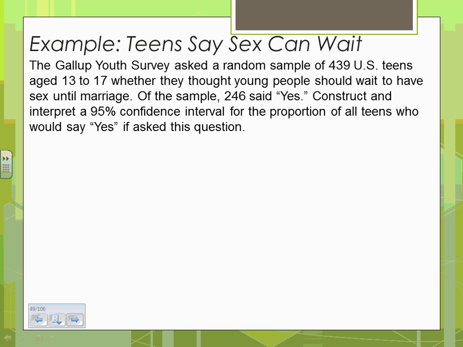All right. Example, teens say sex can wait. The Gallup Youth Survey asked a random sample of 439 U.S. teens aged 13 to 17 whether or not they thought young people should wait to have sex until marriage. Of the sample, 246 said yes. Construct and interpret a 95% confidence interval for the proportion of all teens who would say yes if asked this question. And then go ahead and try this one on your calculator.